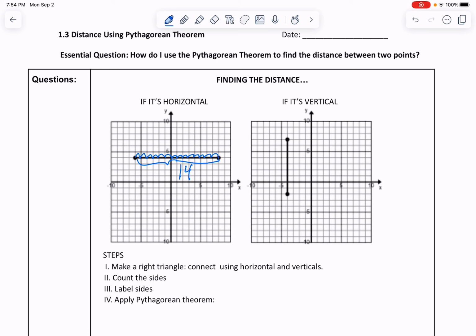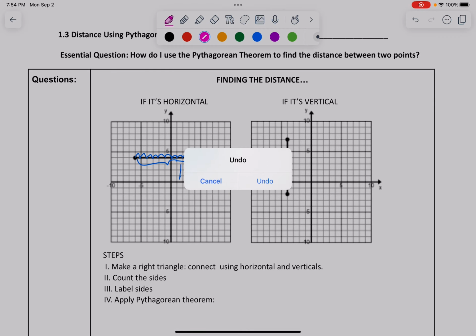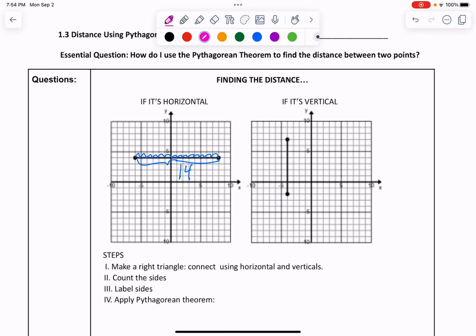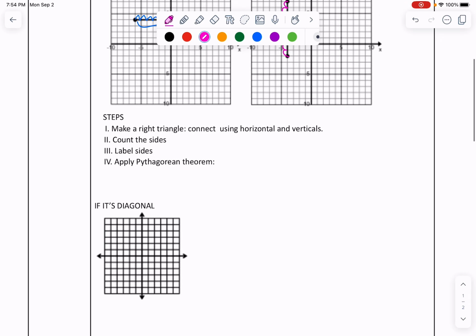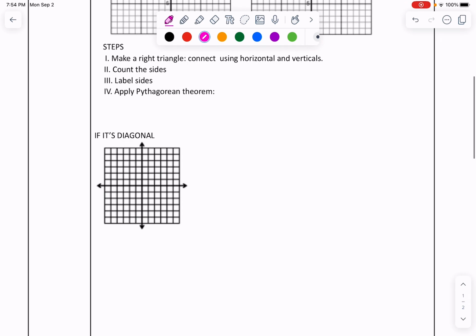Same thing when it's vertical. We count 1, 2, 3, 4, 5, 6, 7, 8, 9 to count the units. So horizontal and vertical distances on the coordinate plane are super easy. But what if it's diagonal?